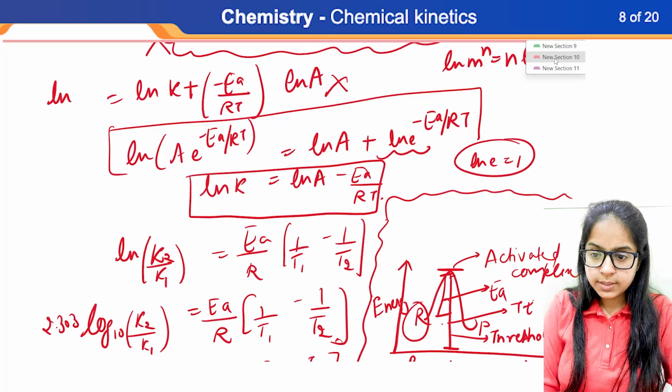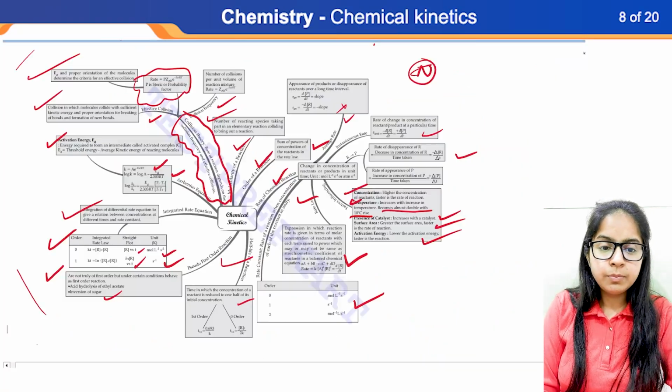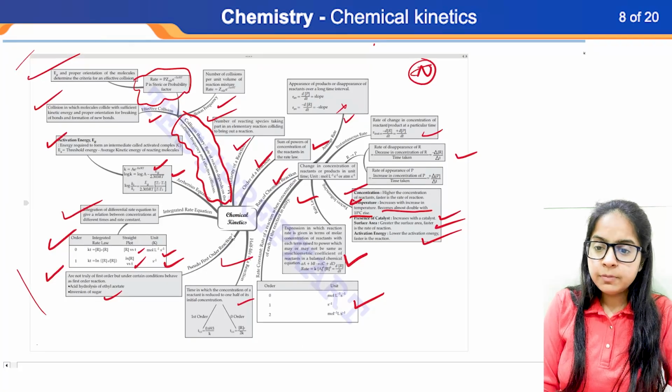Now the next one is collision theory. I have explained it to you with the mind map. I hope I am clear to you.